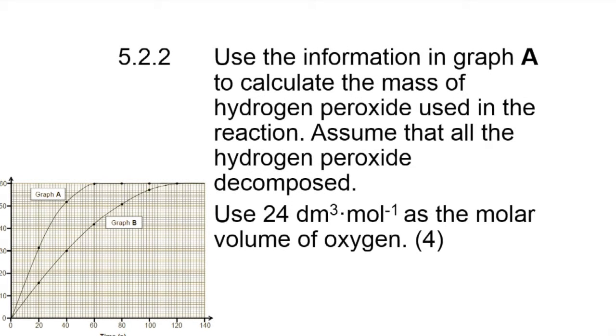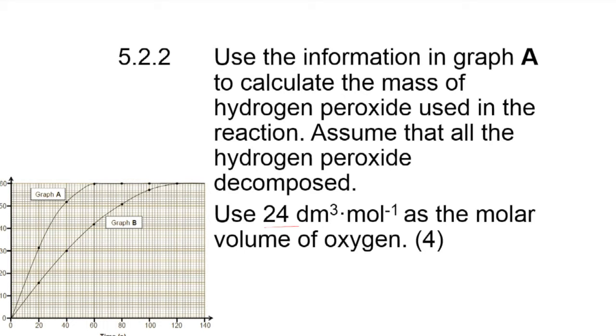Use the information in graph A to calculate the mass of hydrogen peroxide used in the reaction. Assume that all the hydrogen peroxide decomposed. Use 24 cubic decimeter per mole as the molar volume of oxygen. So this is important. We need to make use of that. And then you need to know what the hydrogen peroxide was, how much of that decomposed. And the only way out is by using this information here.